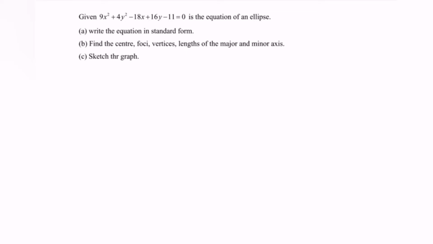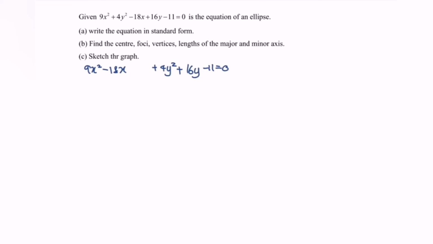In this video, I'm going to discuss an example for conics. Given 9x squared minus 18x plus 4y squared plus 16y minus 11 is equal to 0, which is an equation of an ellipse. A. Write the equation in standard form. B. Find the center, foci, vertices, and the lengths of the major and minor axes.